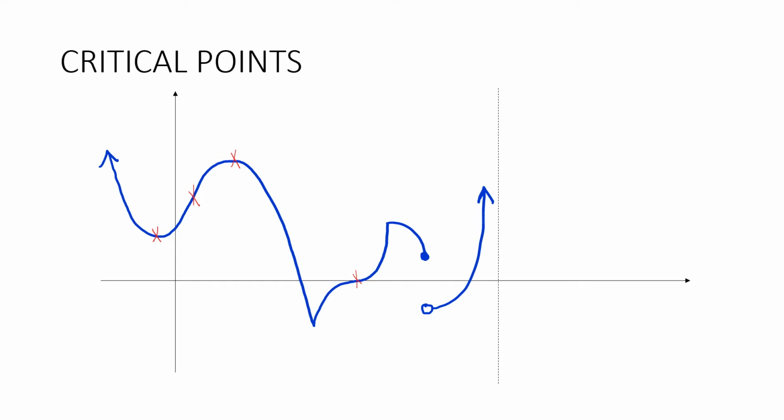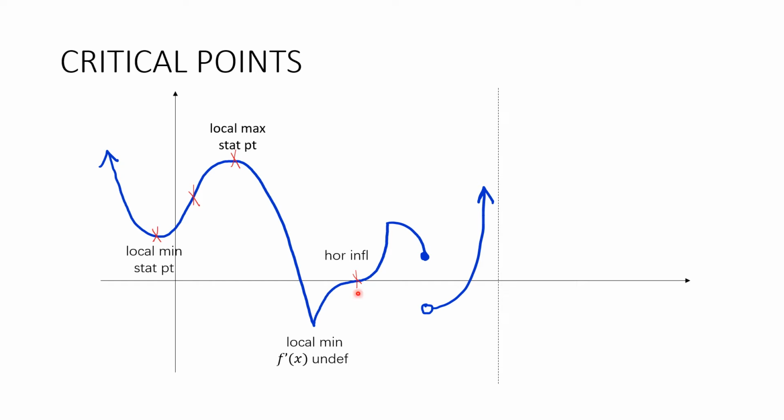So here's an example of a curve with various critical points. So here we have a local minimum, which is a stationary point, and here is a local maximum, which is also a stationary point. This is also a local minimum, but the first derivative is undefined because it's pointy.